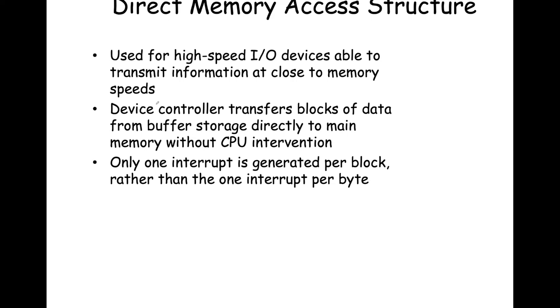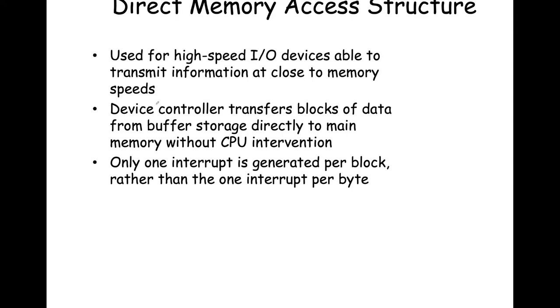Because it's direct from the I/O device's buffer, which is a type of memory, to RAM, which is memory, the bottleneck for this direct memory access, direct from the device buffer to RAM, is going to be the bus. So it's close to memory speed because you don't have the CPU in the middle arbitrating, taking a little bit of data from the device, sending it to memory, taking another little bit of data from the device, sending it to memory, and so forth.